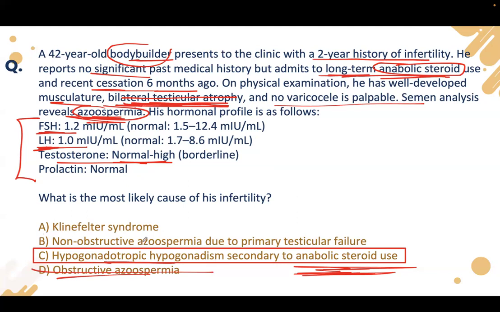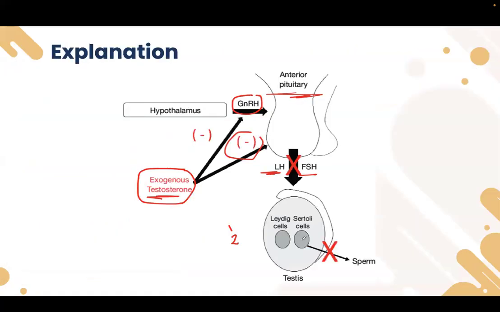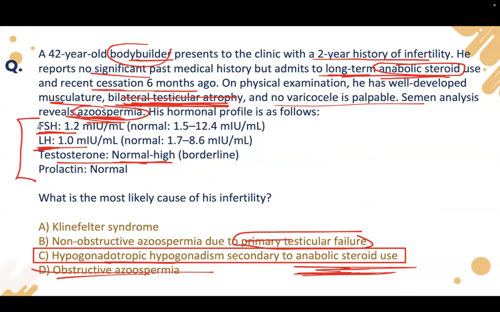Let's go to B, non-obstructive azoospermia due to primary testicular failure. Why is this wrong? Because if the testicles fail, they won't produce testosterone, so there will be less testosterone, which means less inhibition. Whenever we have less inhibition, there will be an increase in the production of GnRH, and because of that, an increase in FSH and LH. We would see in the lab analysis that FSH is high and LH is high. However, in our patient the FSH is low and LH is low, which is why we can cross it out.